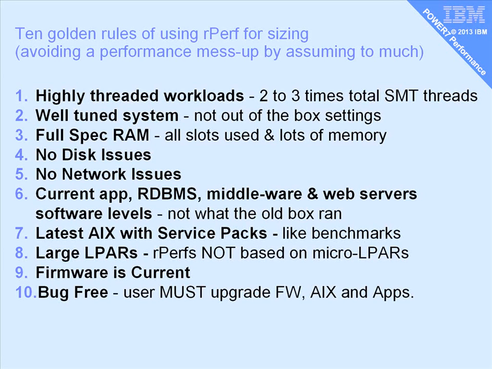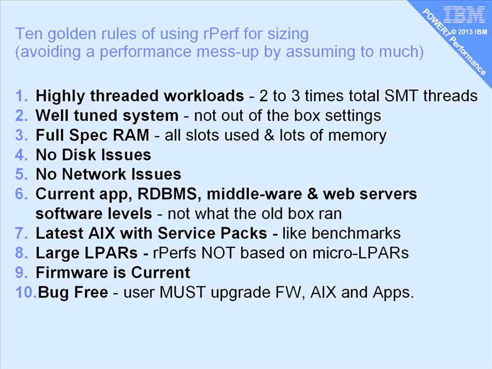Number 2: the machines need to be well tuned, not out of the box settings. 2 years ago improvements were put into the out of the box settings, but we still have things like jumbo frames that are sort of mandatory if you want your networks to fly, and queue depths and things for your disks. We need some of those things tuned up.